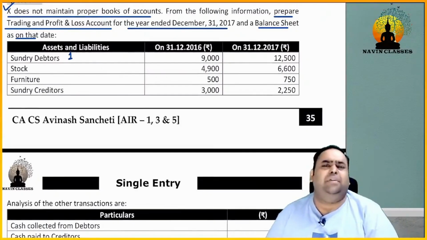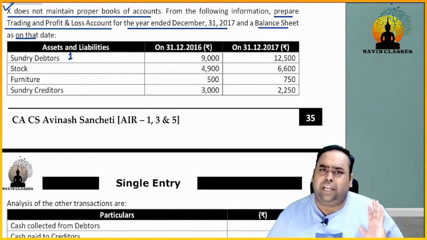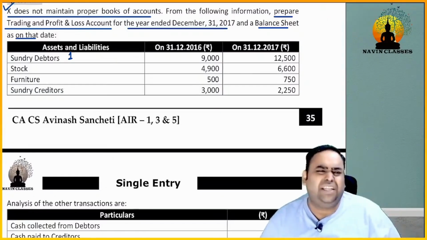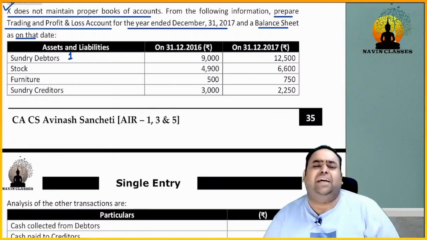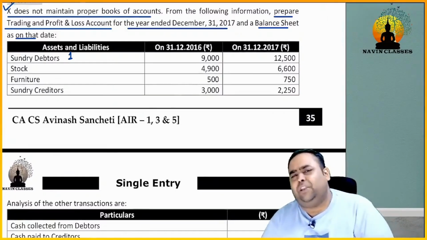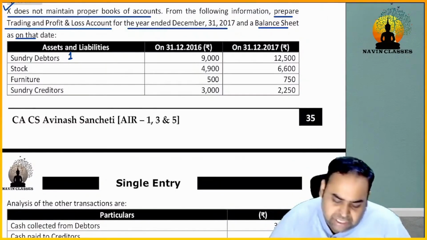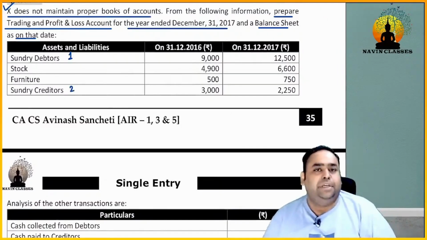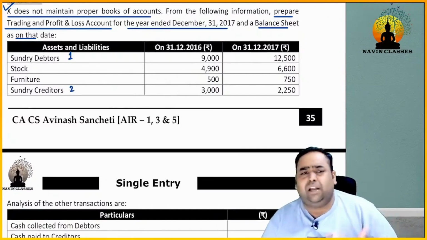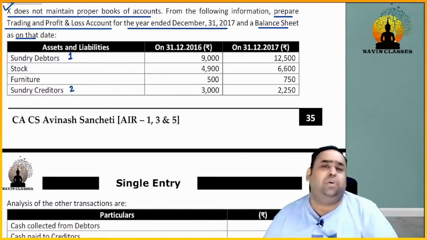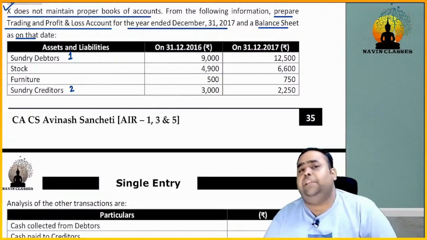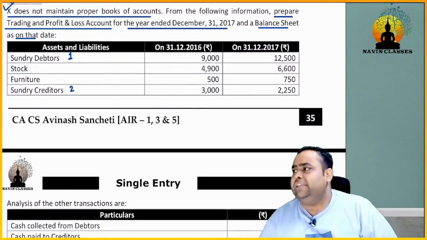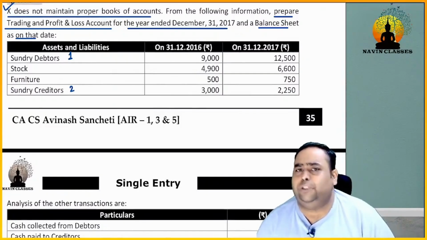We don't create a separate stock account, it's the trading account itself. Stock information is obtained from the trading account and profit is calculated from it. If a lot of purchases or sales or depreciation are given, I'll create a furniture account. Otherwise, I don't need it. Sundry creditors is also given, so you have to create a creditors account. Debtors account, creditors account, BR account, BP account, cash account, bank account, these are the ledgers that we create so that we can complete our information. By looking at these balances, you'll identify what ledgers you need to create.